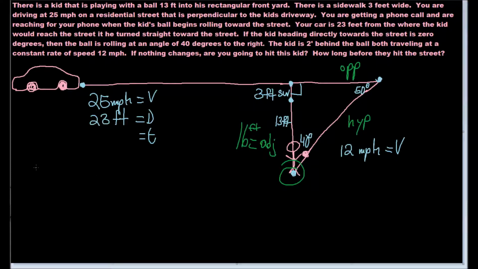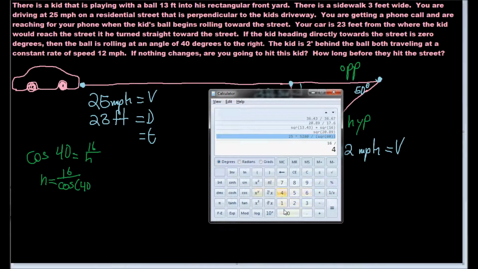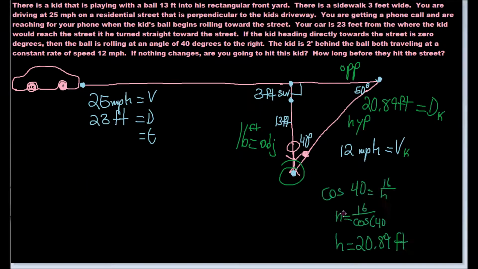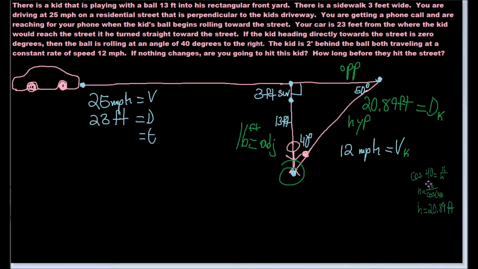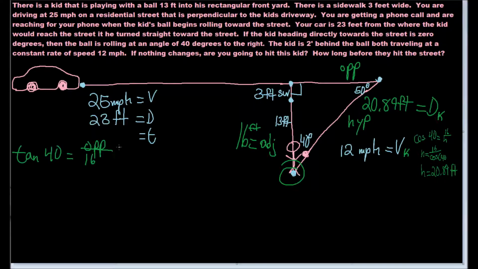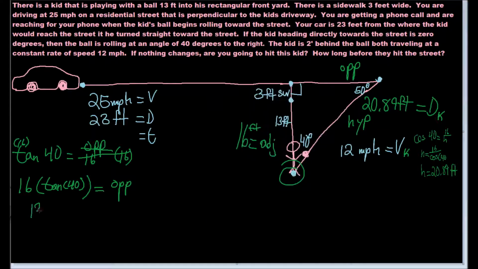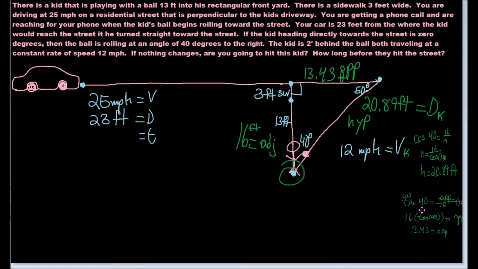Being that we do not have the hypotenuse or the opposite side measure, you cannot use sine. So let's use cosine first. The cosine of 40 degrees is equal to the adjacent, which is 16, over the hypotenuse. Once you do that, you should find out that your hypotenuse is 20.89 feet. Next thing you can do is use tangent, and you can find that the tangent of 40 degrees is opposite over 16. You're going to multiply both sides by 16, and you'll end up with 13.43.